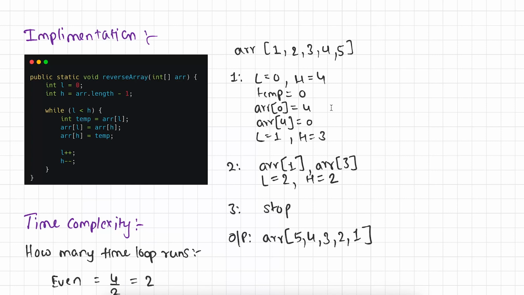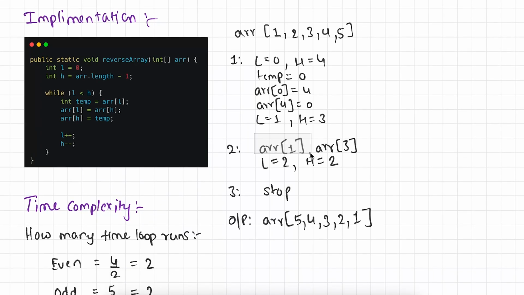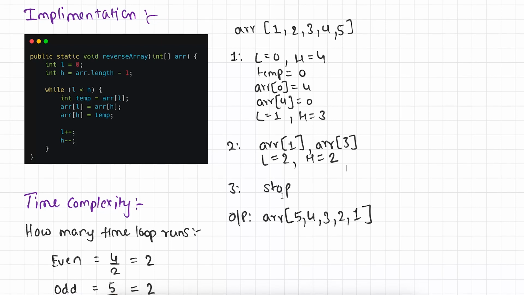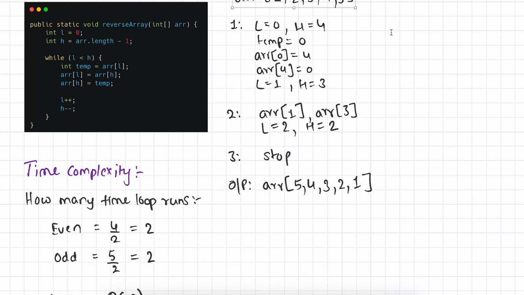So this way we swap elements of both the indexes and then we increment L by 1 and decrement H by 1. In next iteration we are going to swap array of 1 with array of 3 and then we increment L by 1 so L becomes 2 and decrement H by 1 so our H becomes 2. In next iteration we check if L is less than H, and this time L and H are equal to each other. So at this point the condition becomes false and the loop gets stopped. So the output of this input is going to be 5, 4, 3, 2, 1, and it is a reverse of this array. Okay, so far so clear?